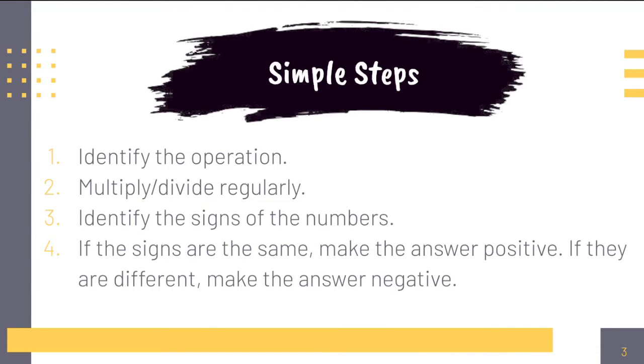The basic steps to multiplying and dividing integers to make it easier for you is to first identify the operation. So you decide whether you're multiplying or dividing first. And then, by ignoring the signs, just multiply or divide regularly. Now look at the signs of the numbers. If they are the same, leave the answer as positive. If it's different, make it negative.